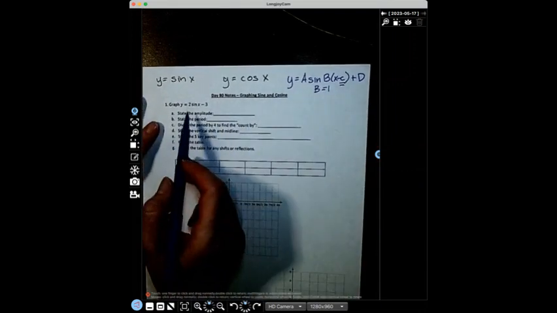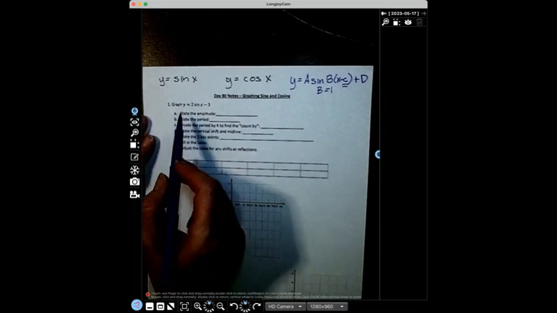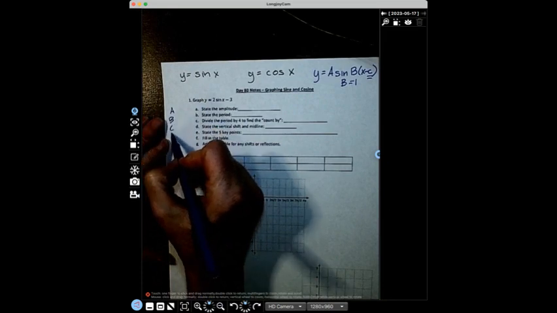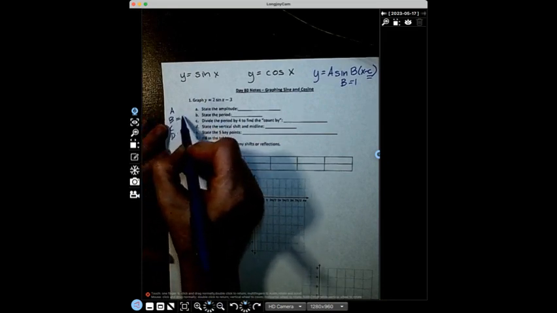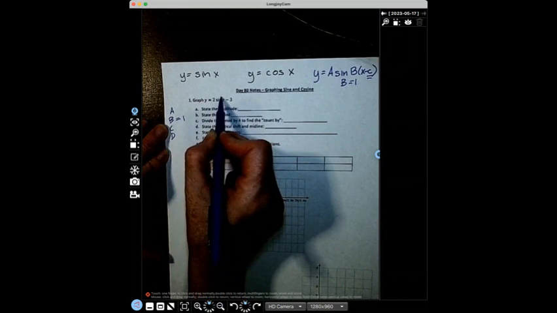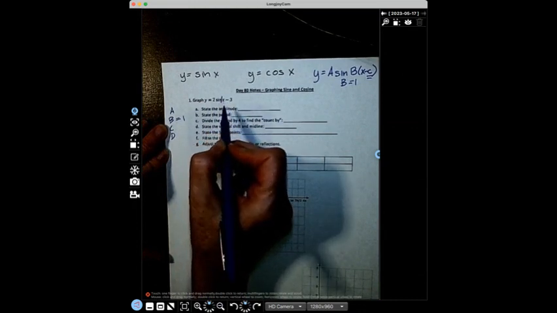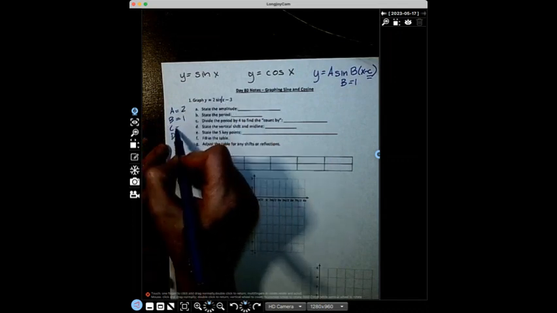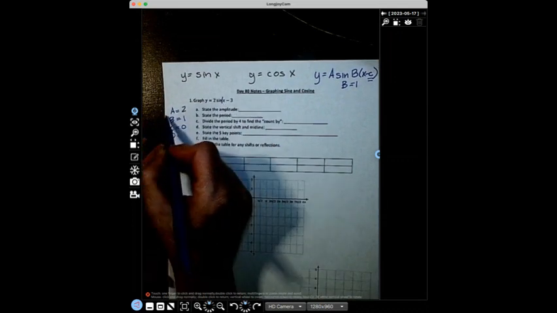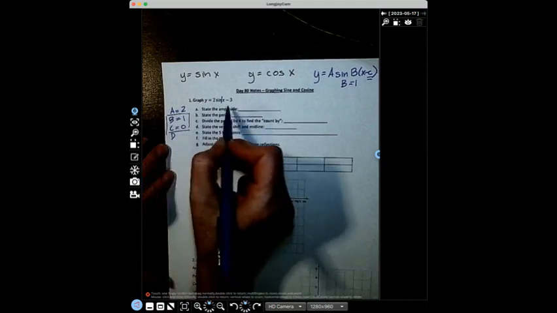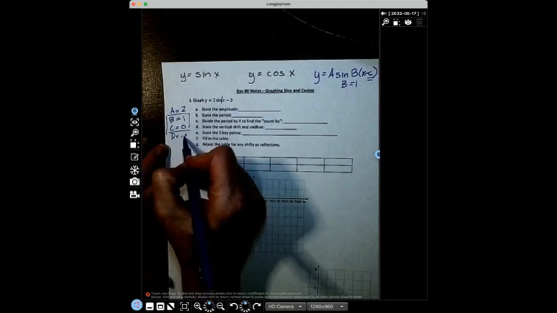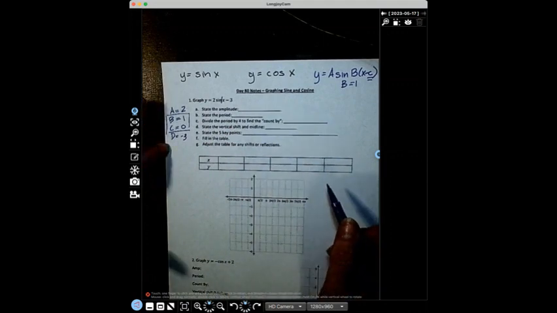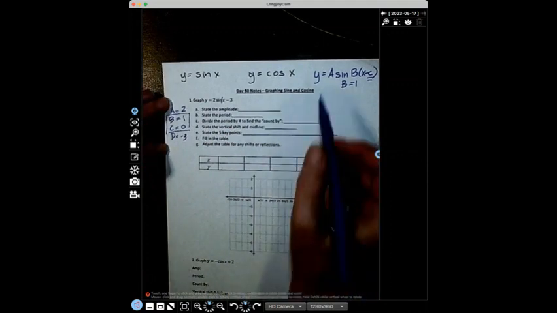So we have equations like this, where the first thing you want to do is list A, B, C, D. Now we know that B is going to equal 1, right? And it does because it's right there. It is an implied 1. A equals 2. C is going to equal 0. So these things are going to be true this year. And D equals -3.